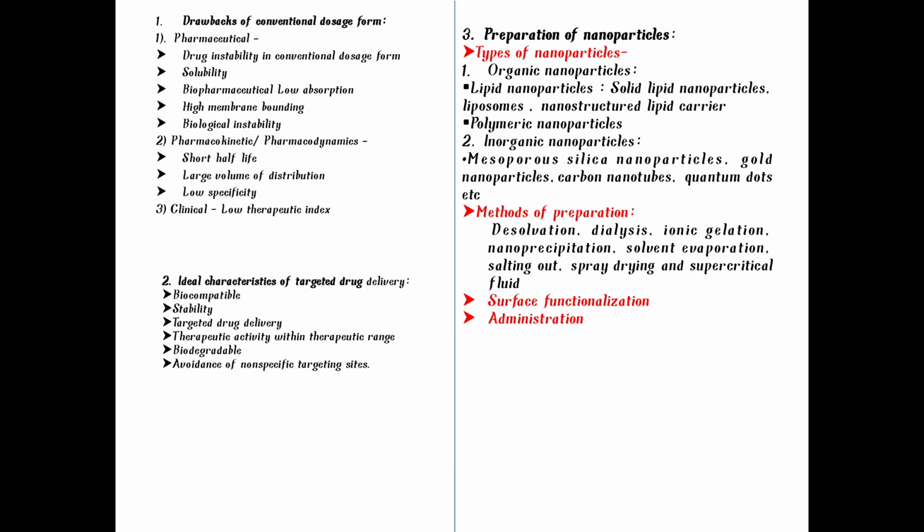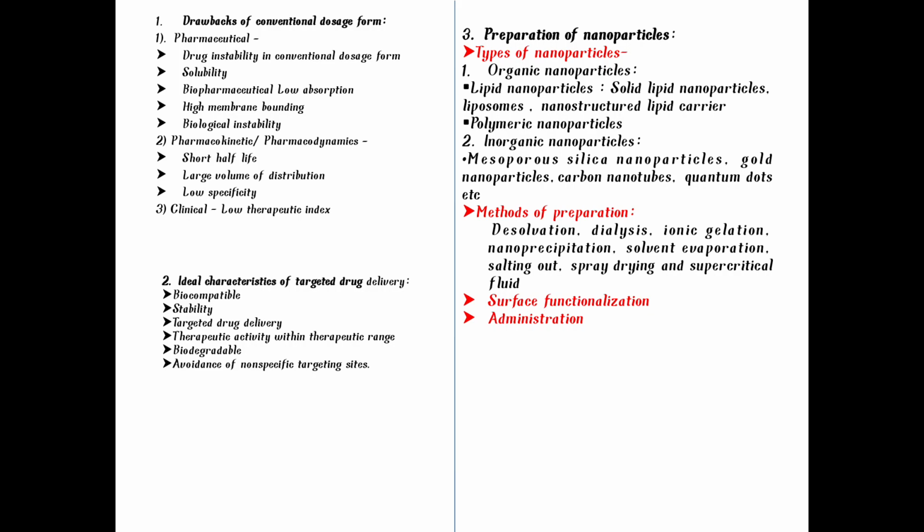Types of nanoparticle: there are different types. Organic nanoparticles are there, and organics are like lipid nanoparticles and polymeric nanoparticles. Lipid nanoparticles are solid lipid, liposome, and nanostructured lipid carrier. So depending on the type of nanoparticle, we have to select our raw material. In the case of inorganic nanoparticles, it is silica, gold nanoparticle, carbon nanotube, iron oxide, quantum dot. So these are mainly inorganic nanoparticles.